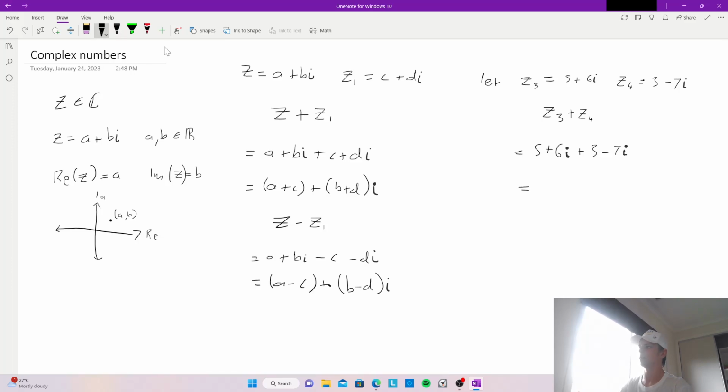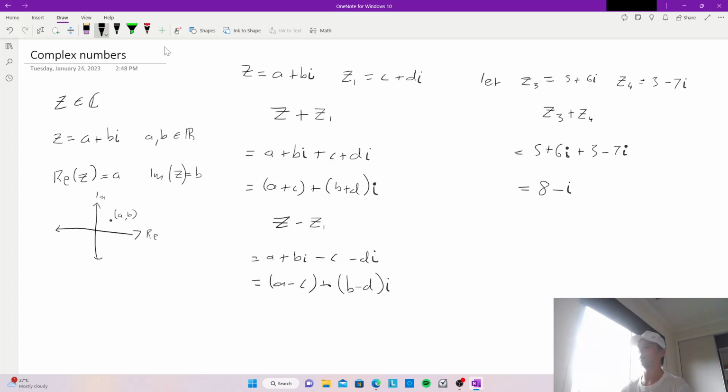And then you have to add your real parts together, which will be 8. And then you have to add, which you end up subtracting, but then you just have to add together your imaginary parts, so 6i minus 7i will just be minus i. And then that'd be your answer for that question there. And that's pretty much it for the addition and subtraction.